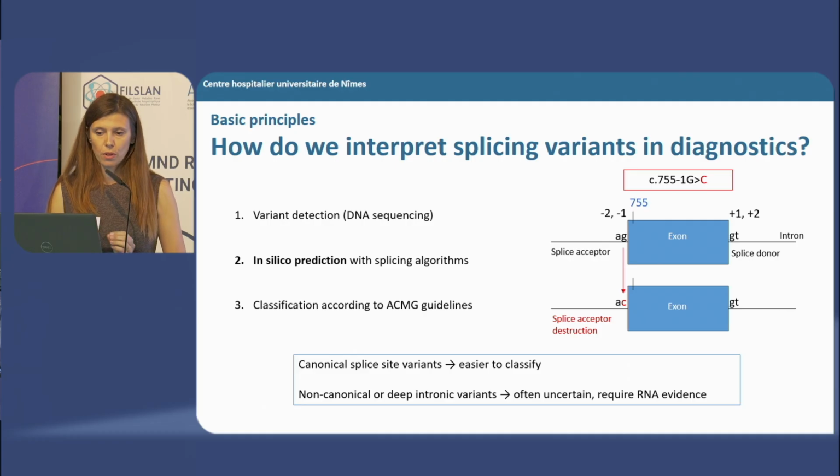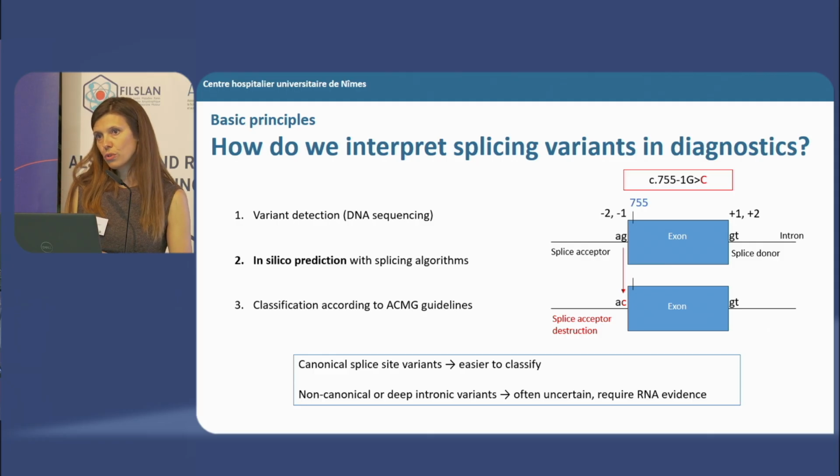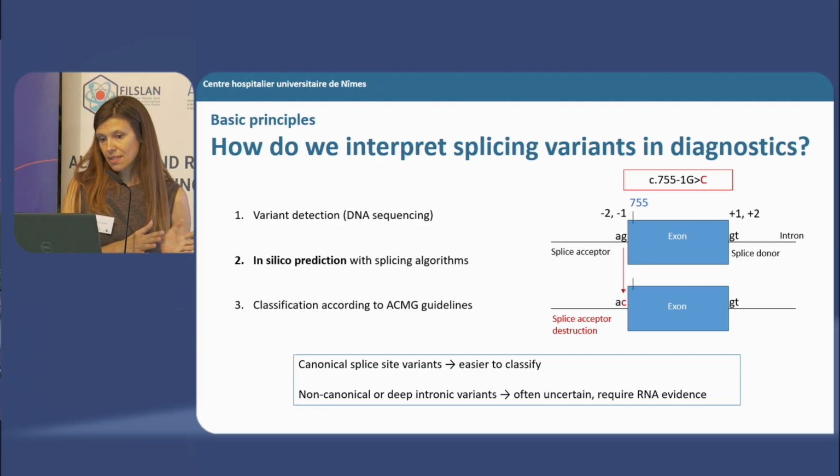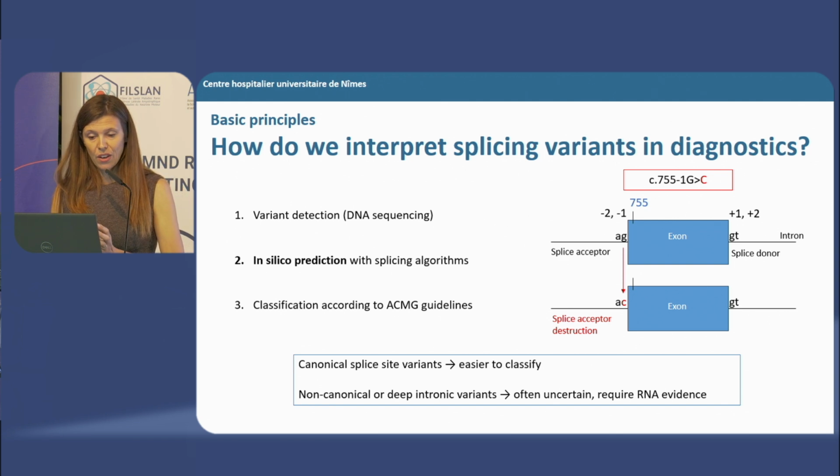All right, and the crucial positions are the -1 and -2, or +1 and +2. And we know that if we mutate this nucleotide, it will be deleterious. Then we perform in silico prediction with splicing algorithms to help us see if there is a destruction of the splice site or a creation of a new one. And then we apply classification according to ACMG guidelines. So when canonical splice sites are involved, it's easier to classify.